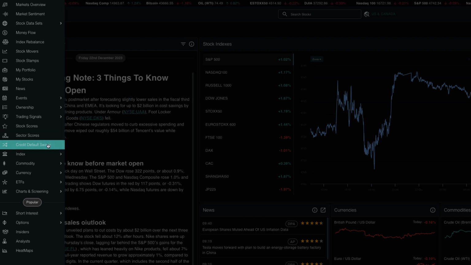CDS. A credit default swap, or CDS, is a type of derivative that effectively provides insurance in the event of a credit default event. Credit investors are known to be very sophisticated in terms of pricing and risk, which means that the CDS market can convey important information to equity investors.